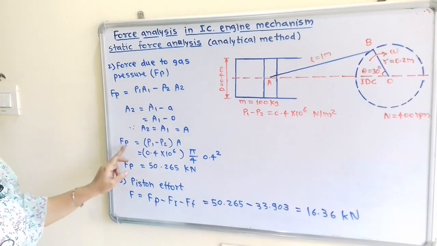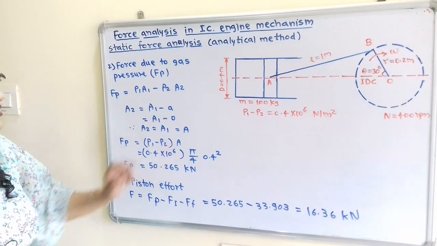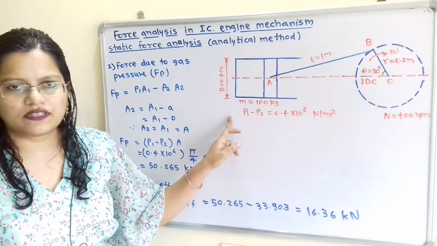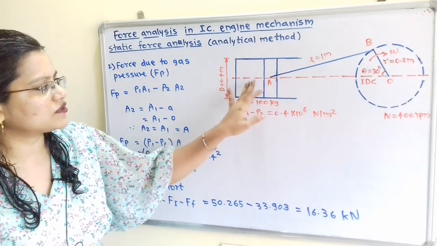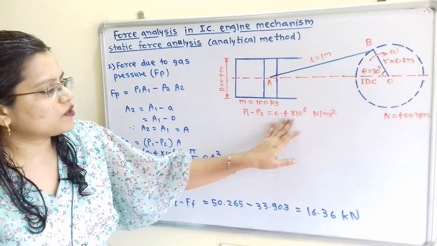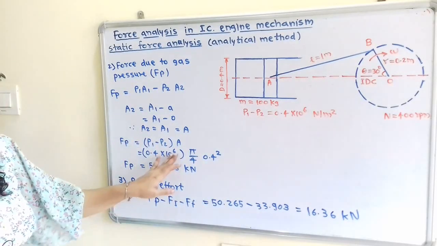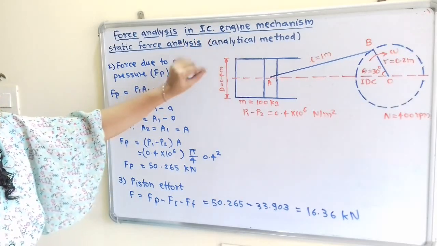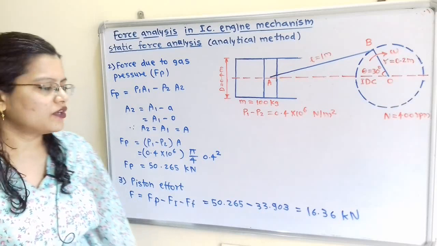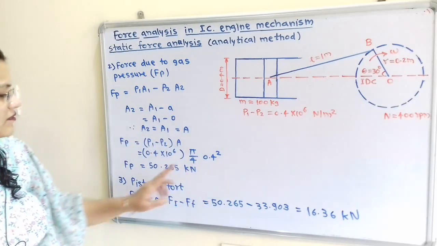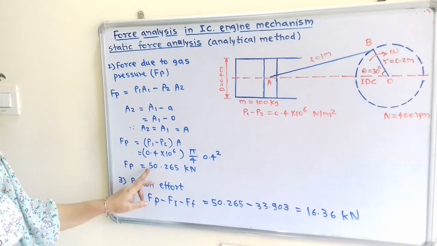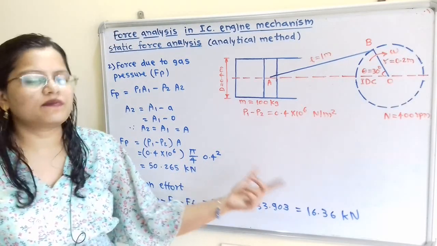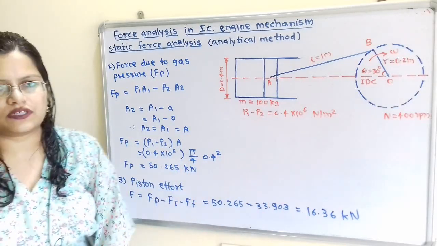So what is the formula? Fp is equal to P1 minus P2 outside the bracket A. So here P1 minus P2 is directly given. That is the difference in between these pressures of the gas and atmospheric air, 0.4 into 10 raised to 6 and multiplied by area. So area, we have to consider this capital D 0.4. So pi by 4 into 0.4 squared, that is Fp is equal to 50.265 kilonewton. So answer we will get in Newton, but we have to convert it into kilonewton.